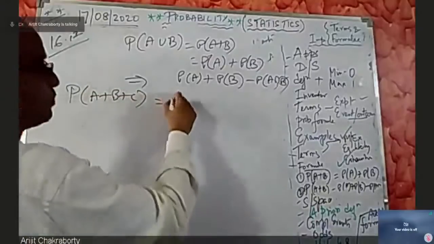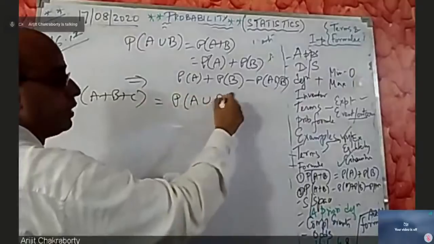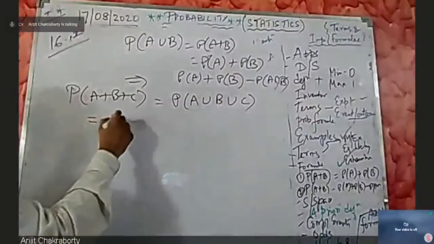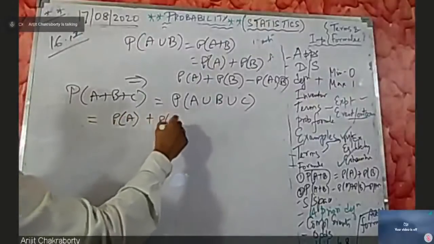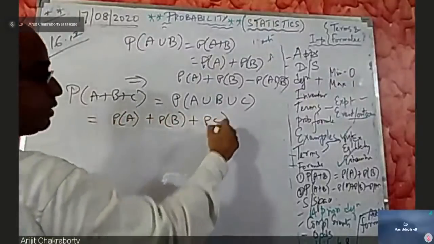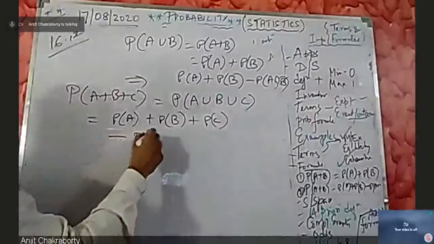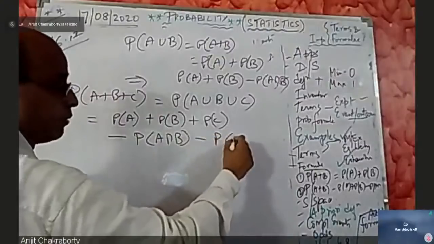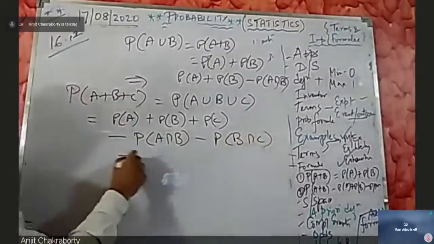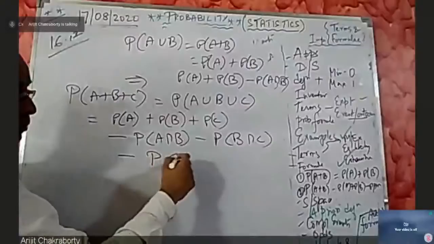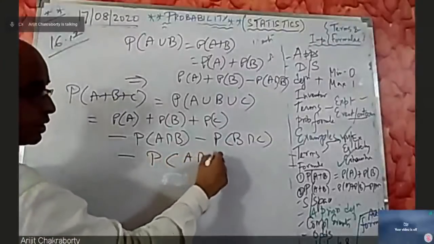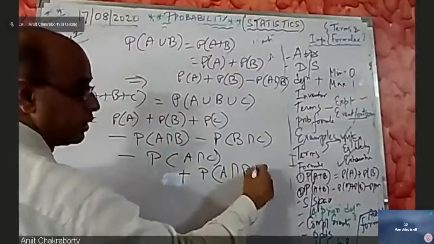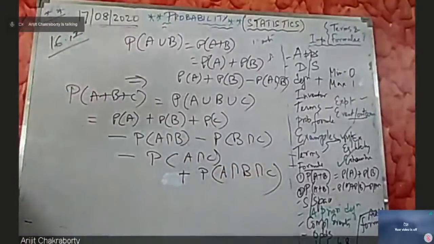In other words, this is P(A union B union C). From the Venn diagram, you know the formula will be this: P(A) plus P(B) plus P(C) minus P(A intersection B) minus P(B intersection C) minus P(A intersection C) plus P(A intersection B intersection C). So this is theorem 4.